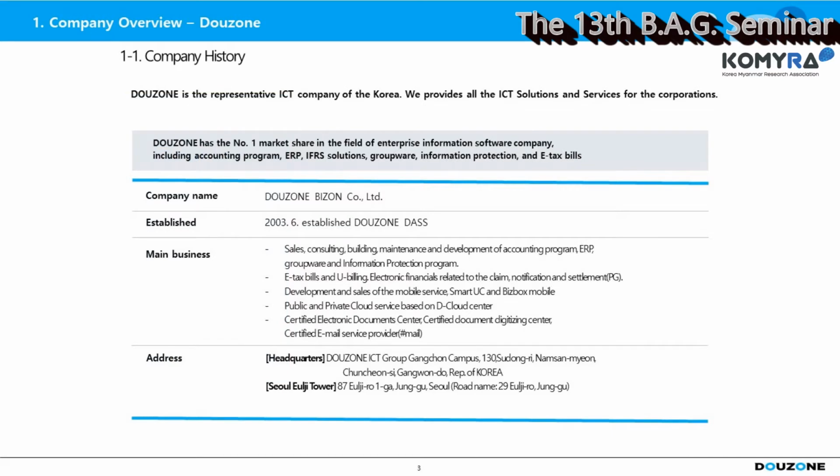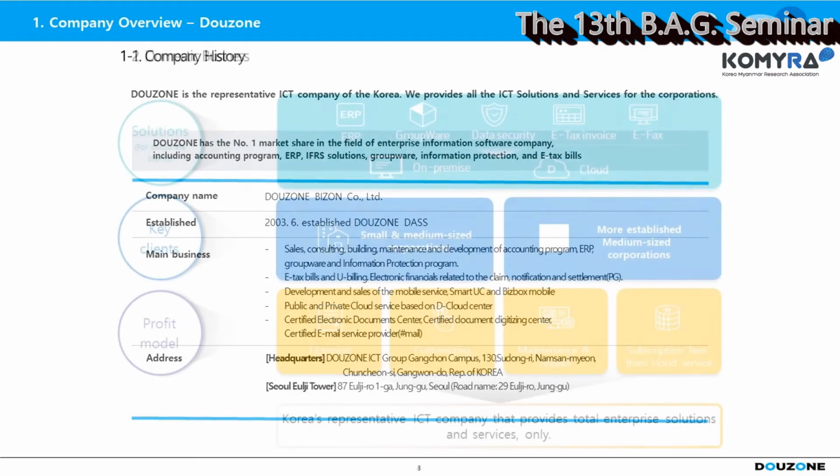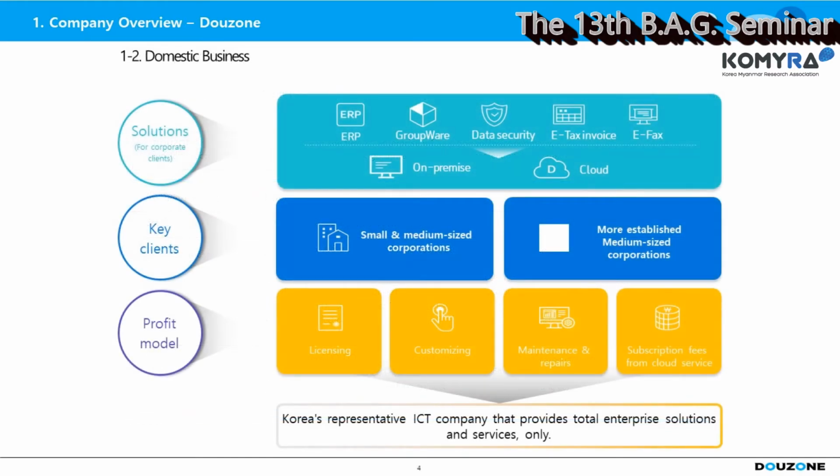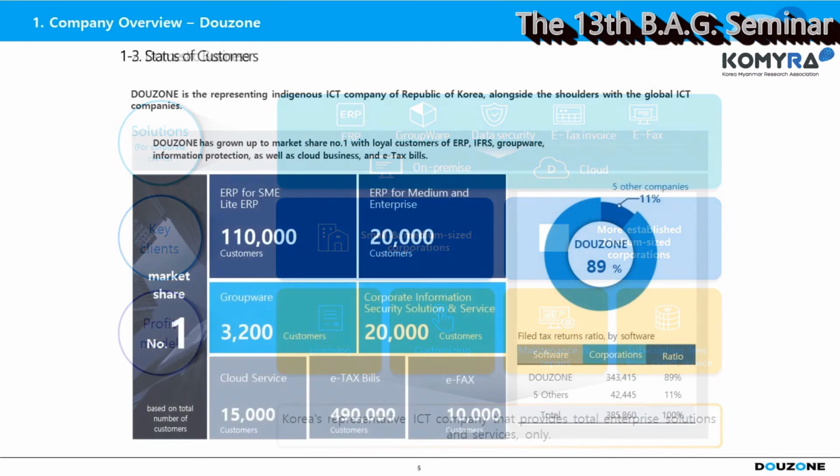So first of all, I hope to introduce the company overview. Douzone Vision is an enterprise software company, and we are leading the Korean ICT because we are the #1 company in Korea. We have a lot of solutions like accounting software, ERP, Courier, e-tax invoice, and cloud. We have transferred our business focus into cloud service over the last 10 years. So as a cloud service platform company, we are leading the ICT in Korea.